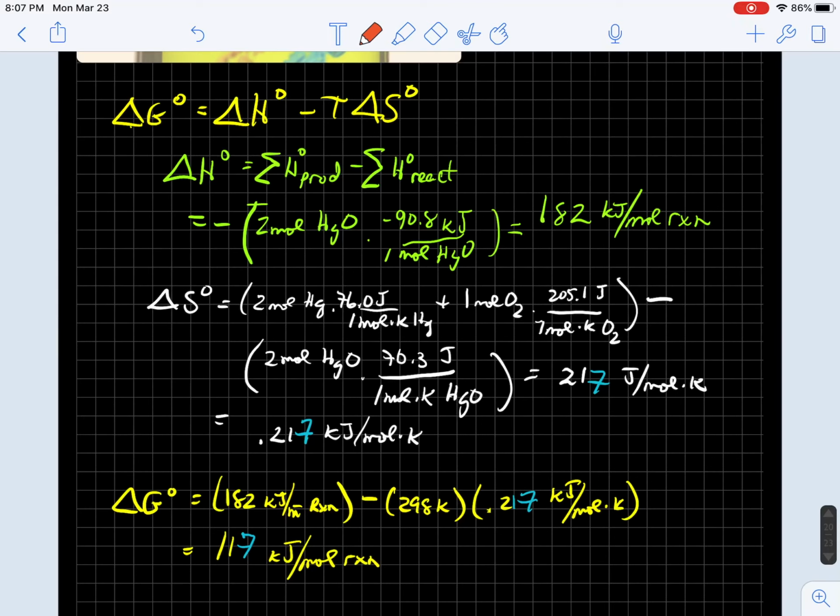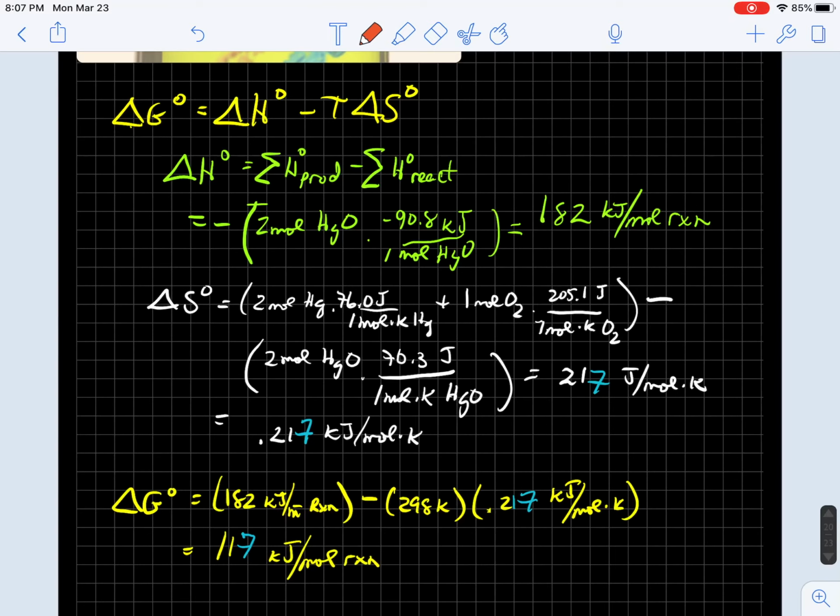and for delta H, we only have to worry about the mercury oxide because the elements have a value of 0. You don't have to document it. And for delta S naught, those elements do have a value of 0.